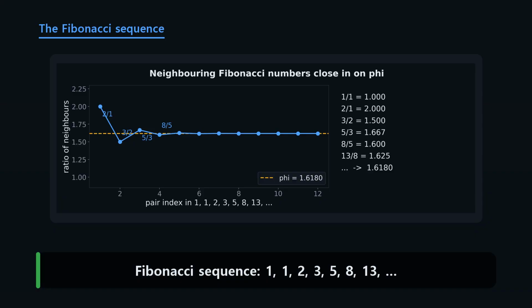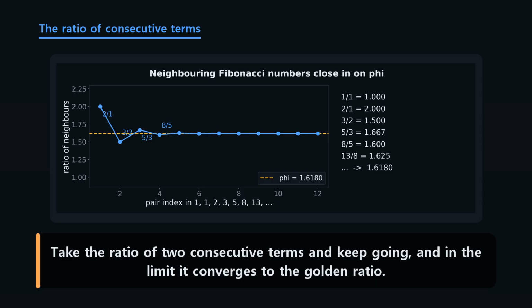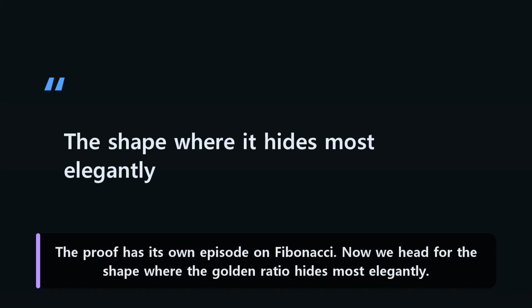The golden ratio also turns up in a sequence. 1, 1, 2, 3, 5, 8, 13, the Fibonacci sequence. Take the ratio of 2 consecutive terms and keep going, and in the limit it converges to the golden ratio. The proof has its own episode on Fibonacci. Now we head for the shape where the golden ratio hides most elegantly.